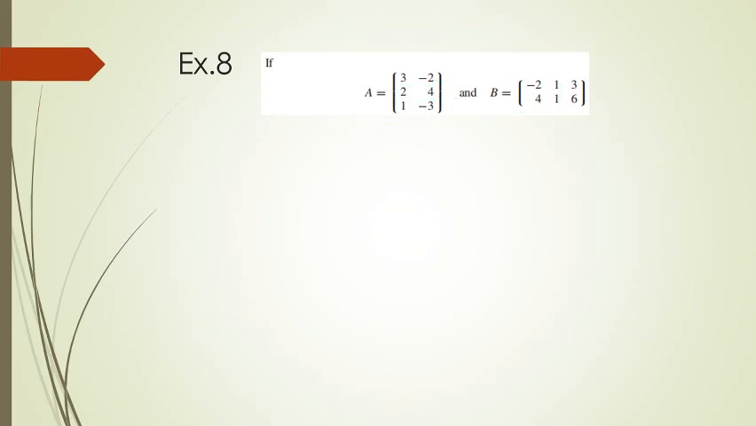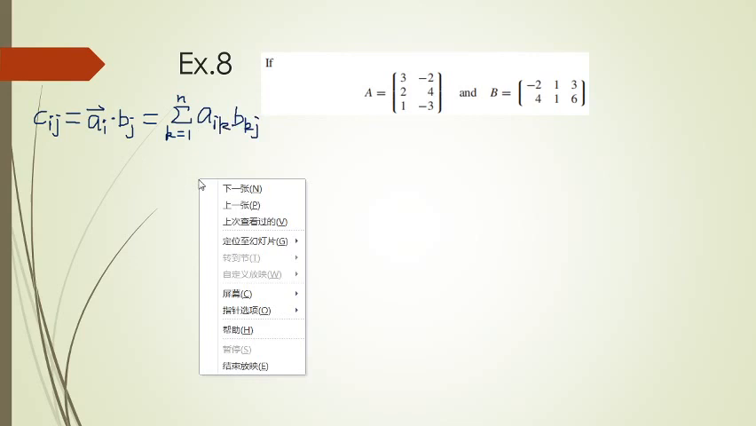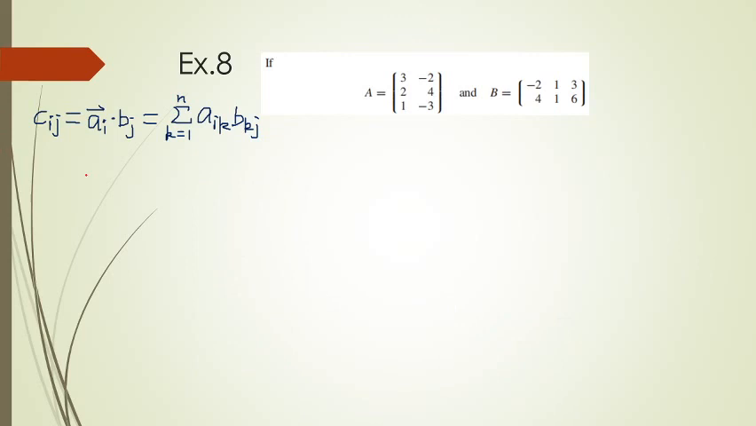Now, for this matrix again, we are going to calculate B times A. Let me repeat the formula again. Cij equals the ith row times the jth column. So that will be the sum for K from 1 to N of AIK times BKJ. That is the formula. Then let's calculate B times A. This is my matrix C. My matrix C will be B times A.